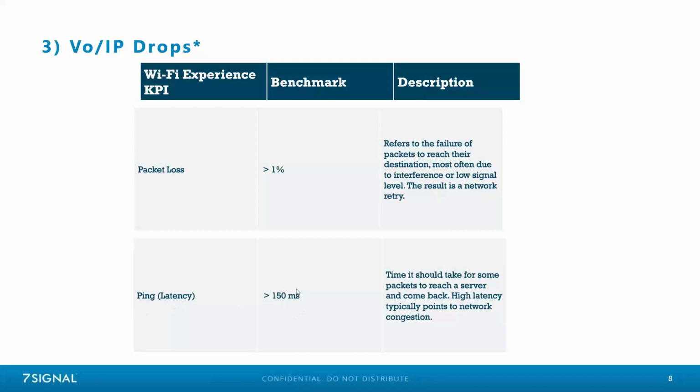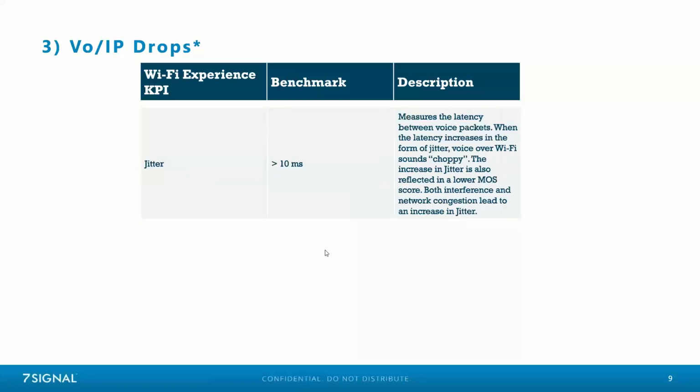Same thing with latency, 150 milliseconds. That's some magic number with latency. We'll talk about that here. We're referring to voice. But notice this, it typically points to network congestion. Now, when I say network congestion, we're not talking up the stack. We're talking from the client to the AP. We're not talking to the default gateway usually, right? This is pure Wi-Fi. And then again, jitter, less than 10 milliseconds, you're good.